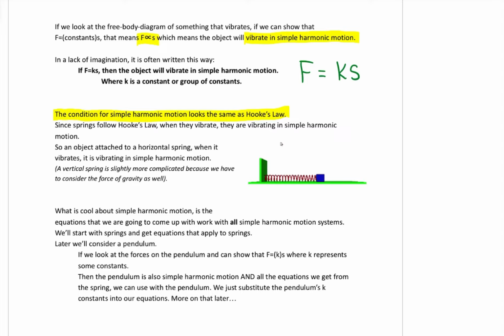It's a little bit awkward that they chose the same equation, but really what that means is that a spring follows Hooke's law, and Hooke's law looks like the condition for simple harmonic motion. So if we get a mass to vibrate or oscillate or wobble back and forth because a spring is pushing on it, since a spring follows Hooke's law and Hooke's law looks like simple harmonic motion, therefore we can say that an object attached to a spring, when it vibrates, is doing this exact thing, this simple harmonic motion.